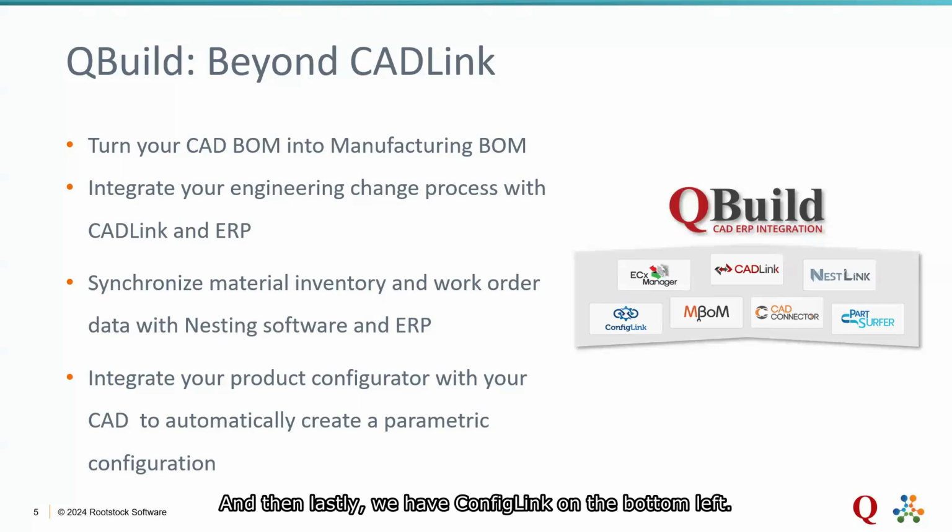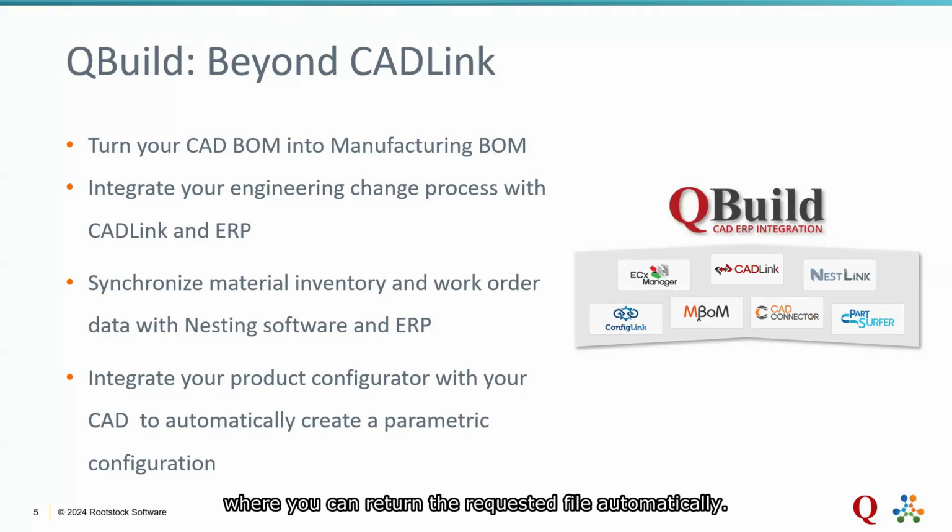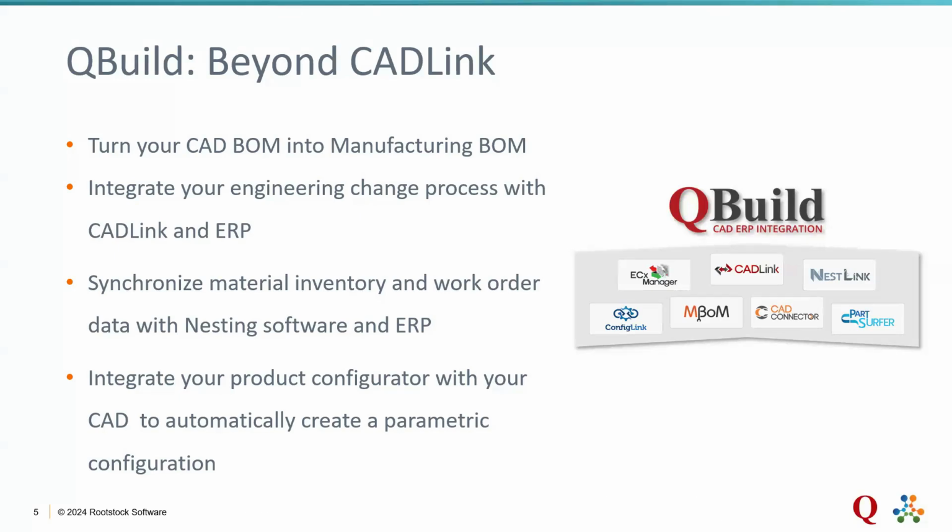And then lastly, we have ConfigLink on the bottom left, and ConfigLink integrates your configurator to a CAD system, giving you the ability to automate the modeling process and generate models, drawings, and CAD files. So you'll be able to take data such as parameters and module selections from the configurator and automate that modeling process where you can return the requested file automatically.